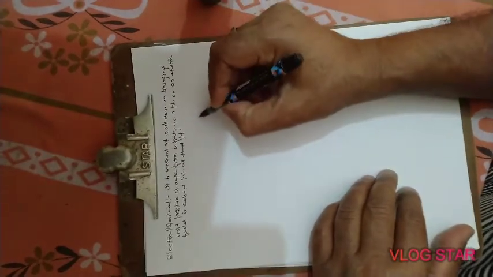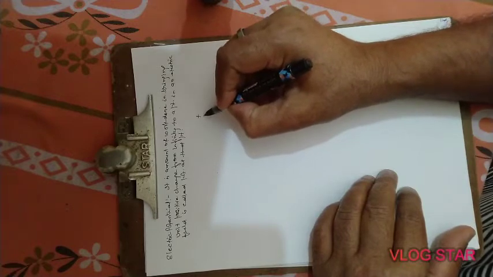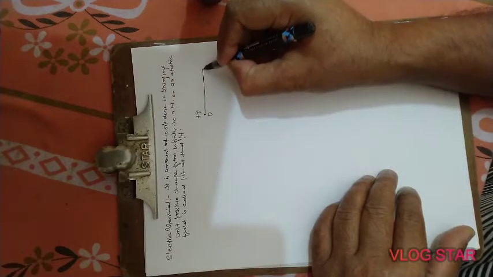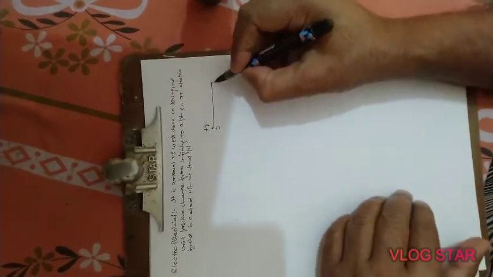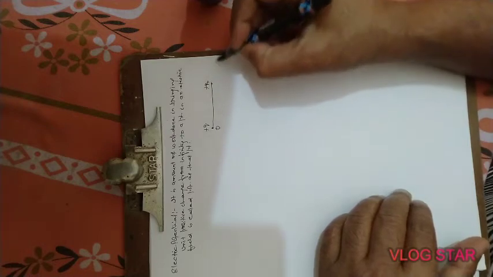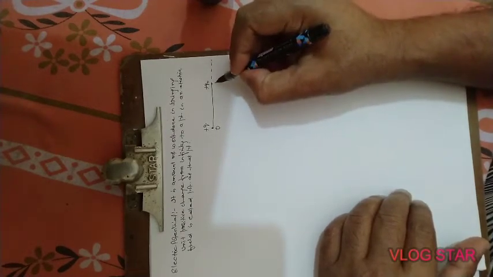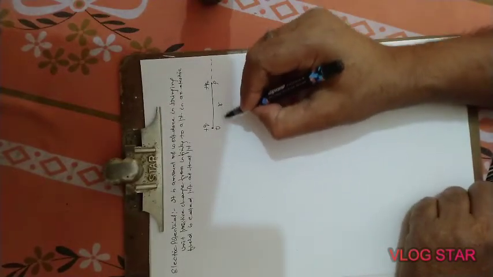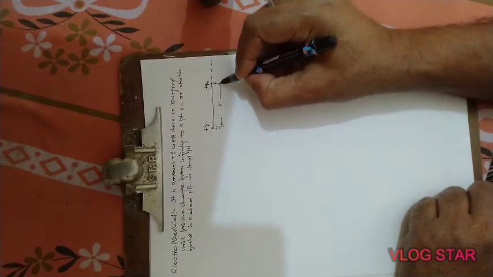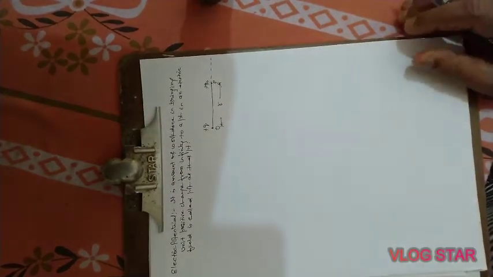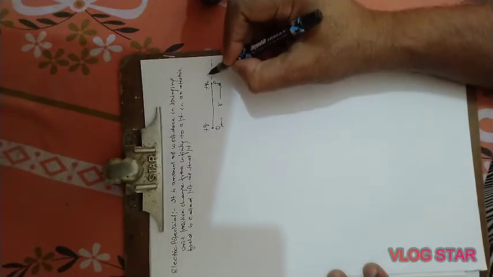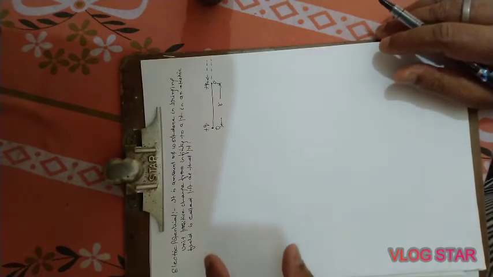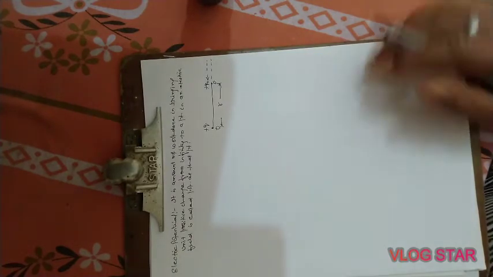Suppose we have a plus q charge here at point O, and we bring a test charge q naught from infinity to a point P, at a distance r from the charge. Then we have to do work, and this work will be stored as potential at that point.